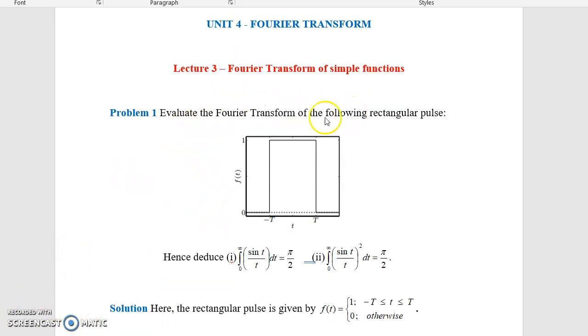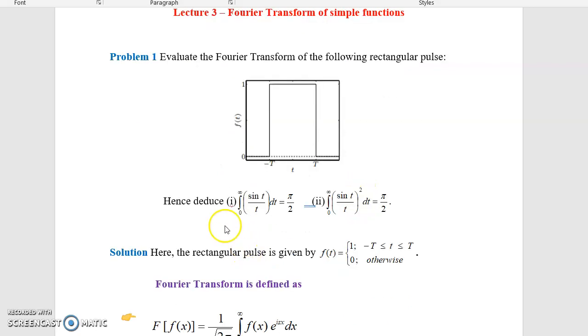Evaluate the Fourier transform of the following rectangular pulse. So this is the rectangular pulse they have given, and hence to deduce two integrations. So first let us see how to evaluate the Fourier transform for this rectangular pulse, then later we shall go to these deductions. If you see this rectangular pulse, first mathematically let us write the expression for f of t.